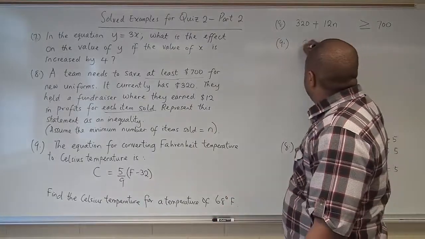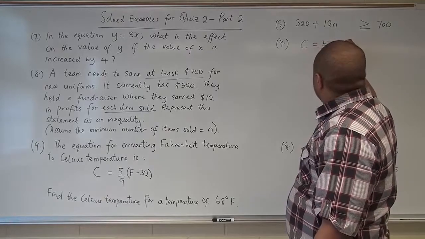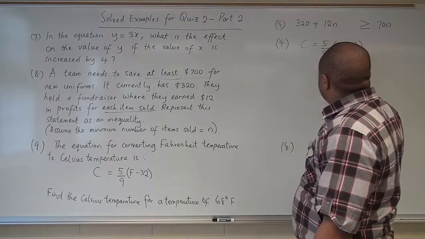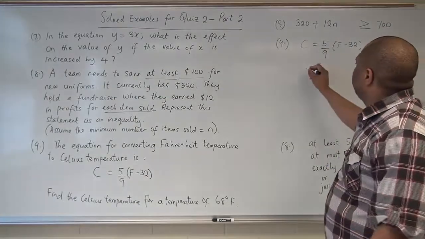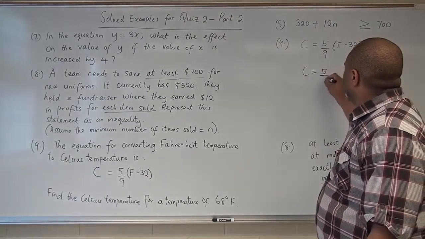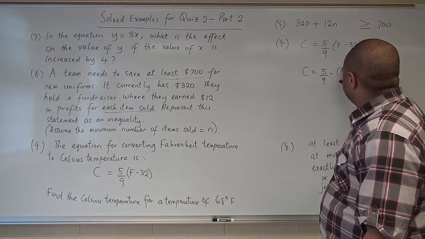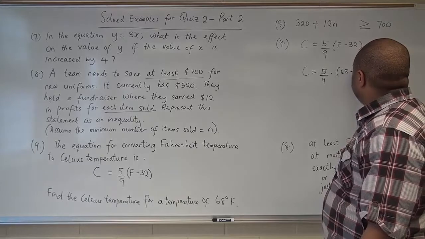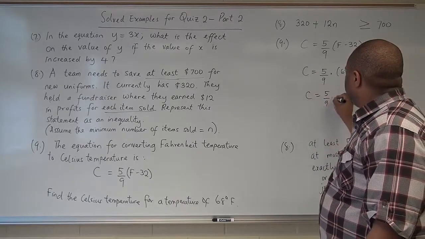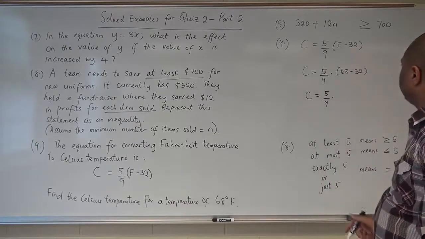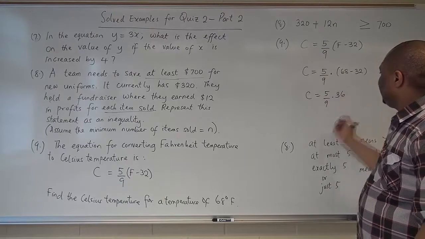So C is equal to 5 over 9 times F minus 32. And they gave us F as 68 degrees. So we substitute it. This is 5 over 9 times 68 minus 32. And C will now be 5 over 9 times 36. That is 36 over 1.